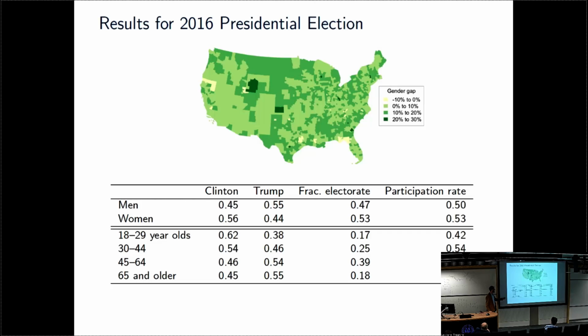Here it is by age. So you can see the obvious age breakdowns that you expect. Higher support for Clinton among younger people. Higher participation among older people. This seems pretty questionable. I don't have uncertainty intervals here.